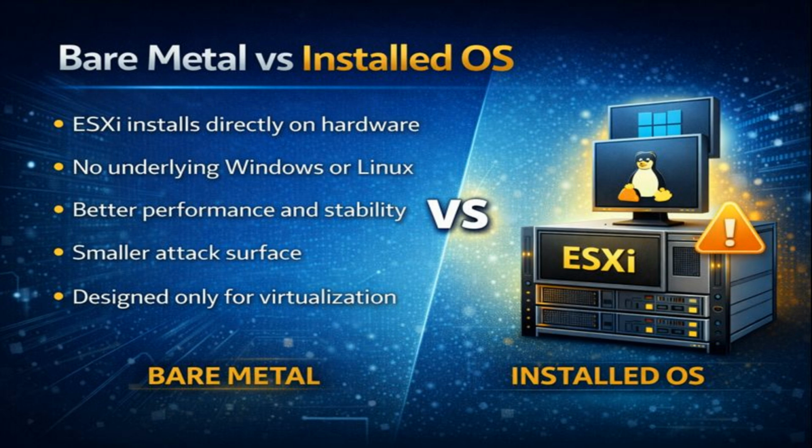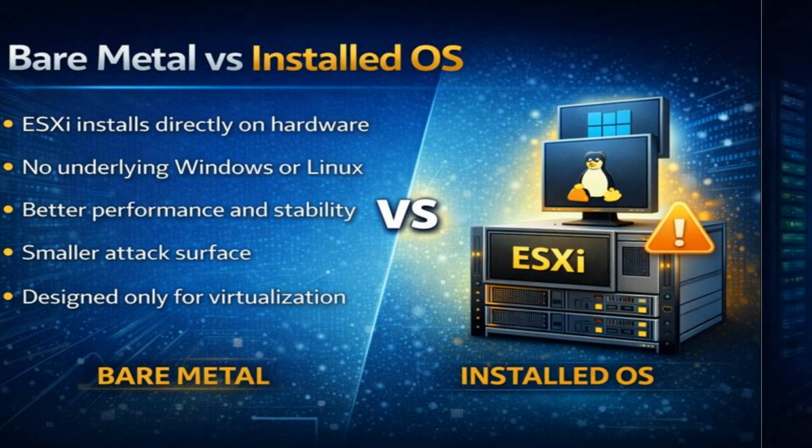Traditional operating systems sit between hardware and applications. ESXi removes that middle layer. Because it runs directly on hardware, it is faster, more secure, and more stable. Imagine removing unnecessary passengers from a bus so it can move faster and safer.